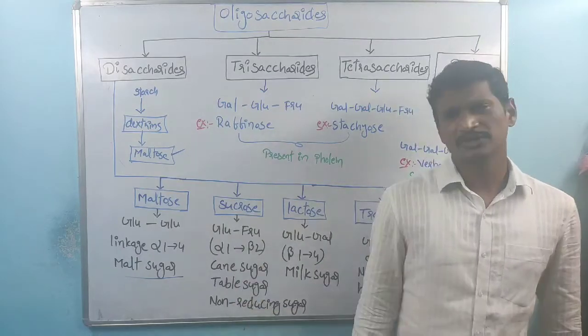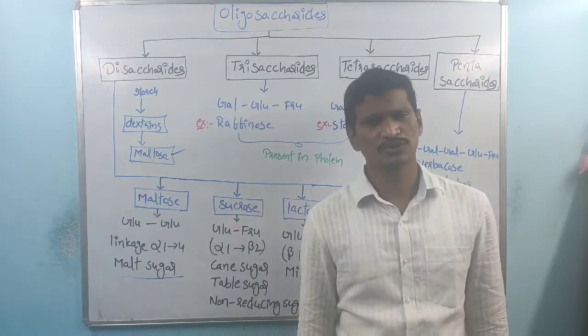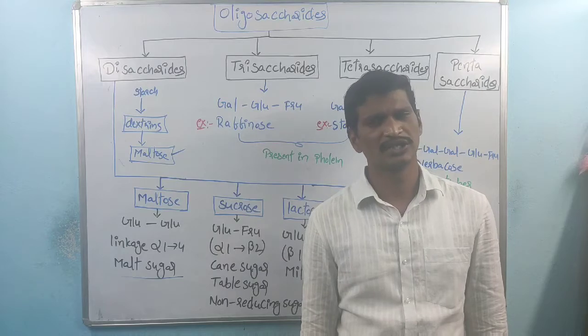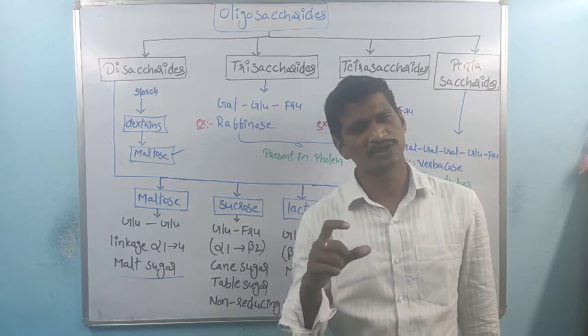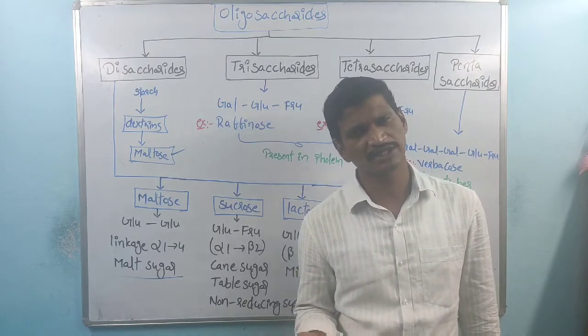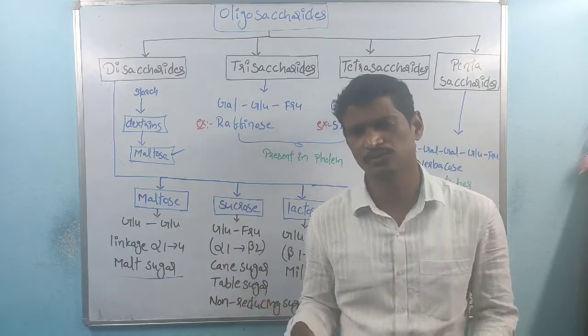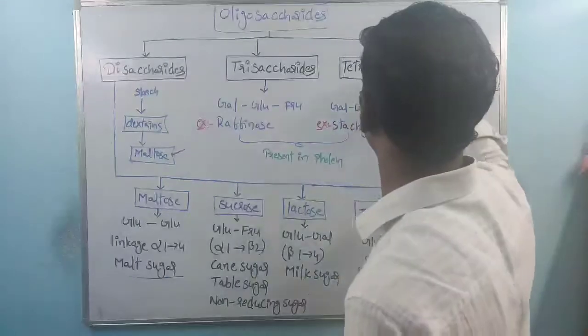See, within that sucrose there is a glucose and a fructose. Both the functional groups are linked here. Alpha 1 and beta 2 linkages.